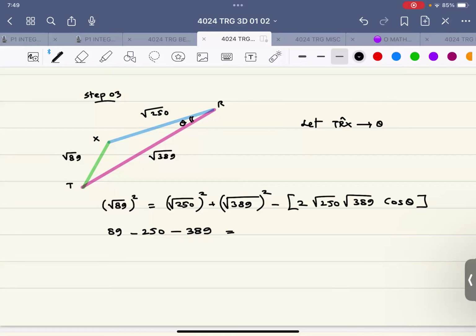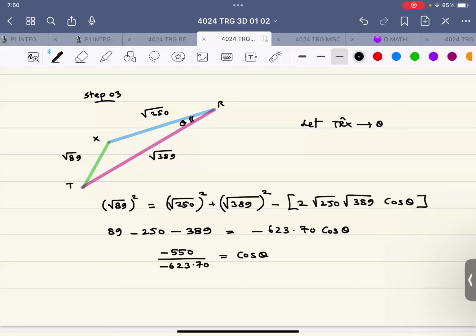And let me take the square root. So this is, hold for a second, 250 into 389. I'm multiplying it out, then taking the square root, then multiplying with 2. That comes out to be negative 623.70 cosine of theta. And then we have 89 minus 250 minus 389. This comes out to be negative 550 over negative 623.70 is equal to cosine of theta.